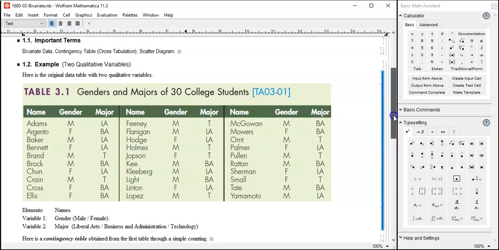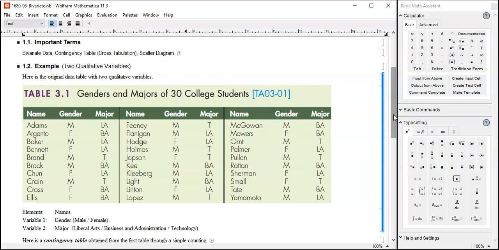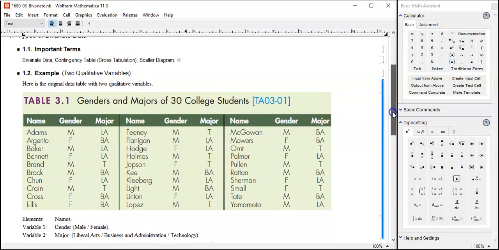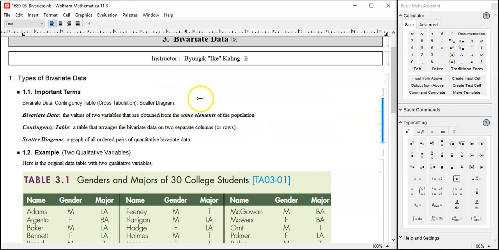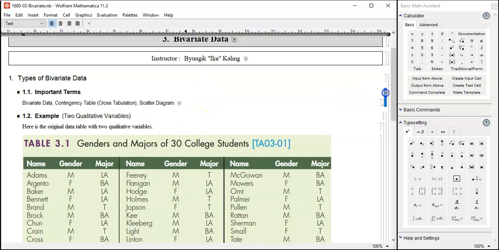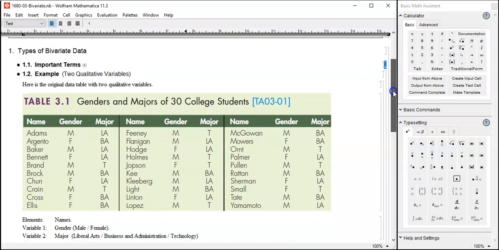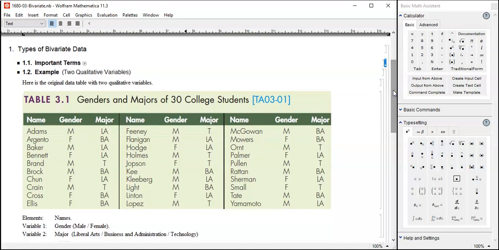An example of two qualitative variables. Let's consider a hypothetical group of 30 college students. We have those names. Names themselves are not important, but they point to a single student. And what is the rule? Going back to same elements. So that's what these names are doing. Names themselves don't really do anything, but they can identify one unique person.